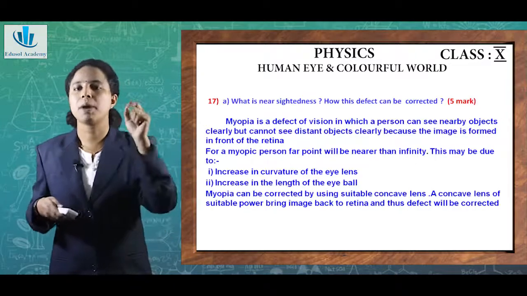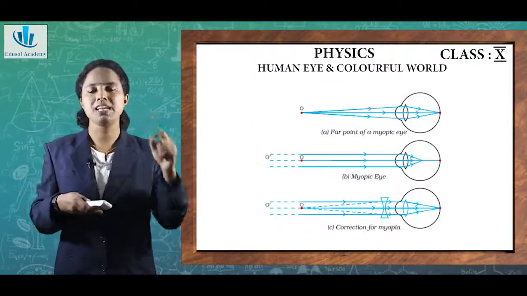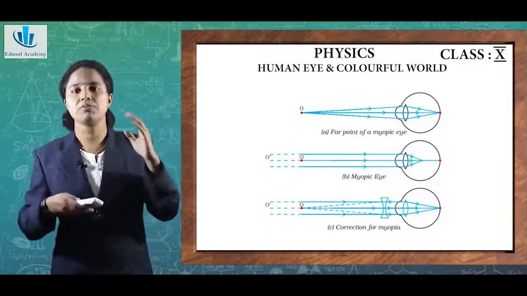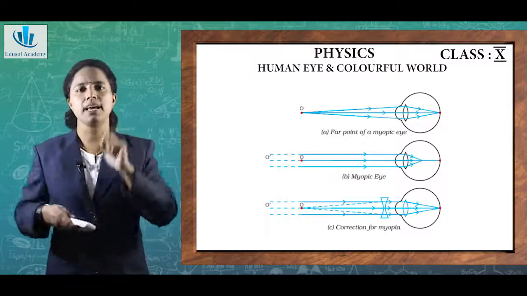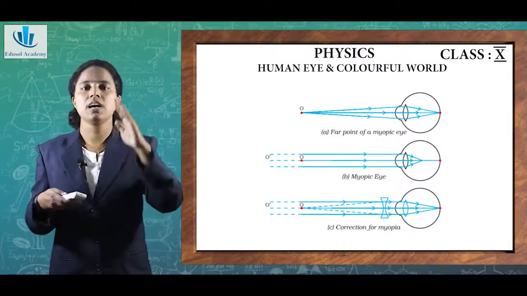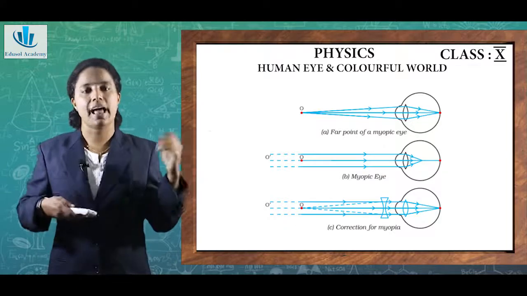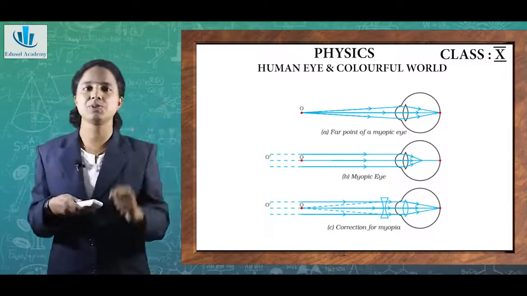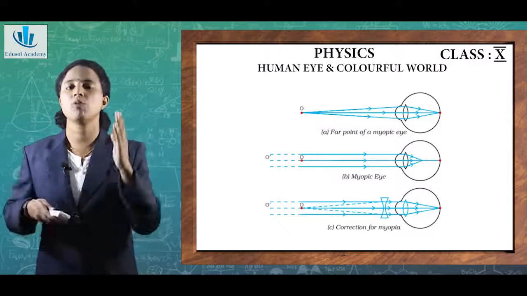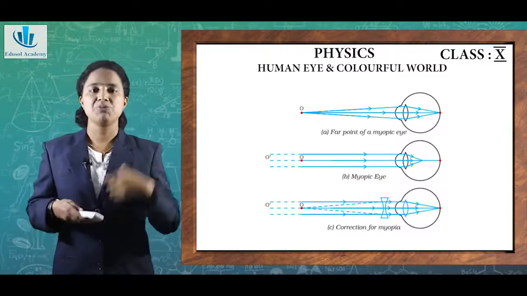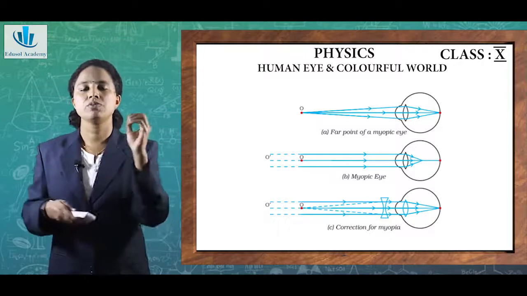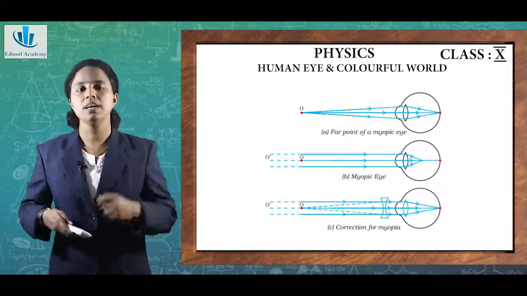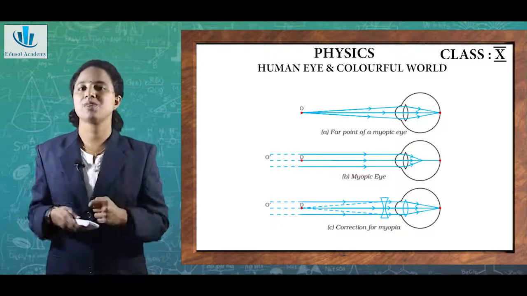We know that for a myopic person, instead of the image forming on the retina, from the figure you can infer the image is formed in front of the retina. So we have to use some lens so that the image is formed correctly on the retina instead of in front of the retina. For that you can use a concave lens of suitable power. If you use a concave lens of suitable power, it can bring back the image to the retina and the defect can be corrected. And what was the specialty of this concave lens?